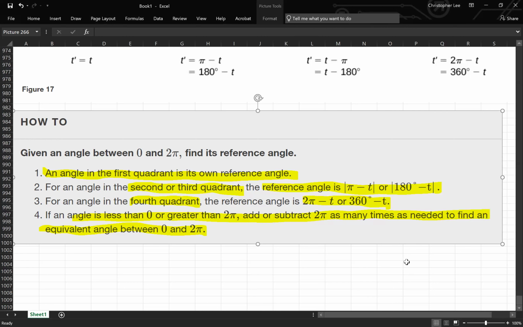If an angle is less than 0 or greater than 2 pi, add or subtract 2 pi as many times as needed to find an equivalent angle between 0 and 2 pi. So I want my answers here to be between 0 and 2 pi, or between 0 and 360 degrees.